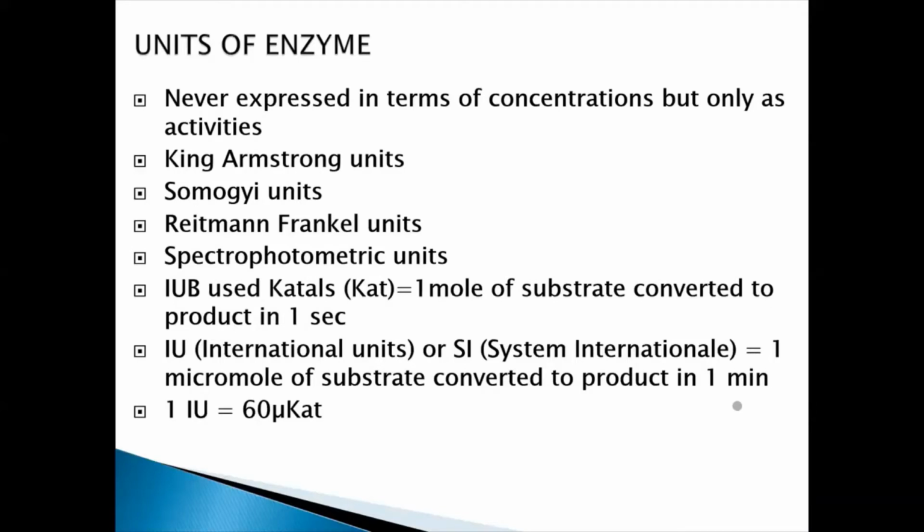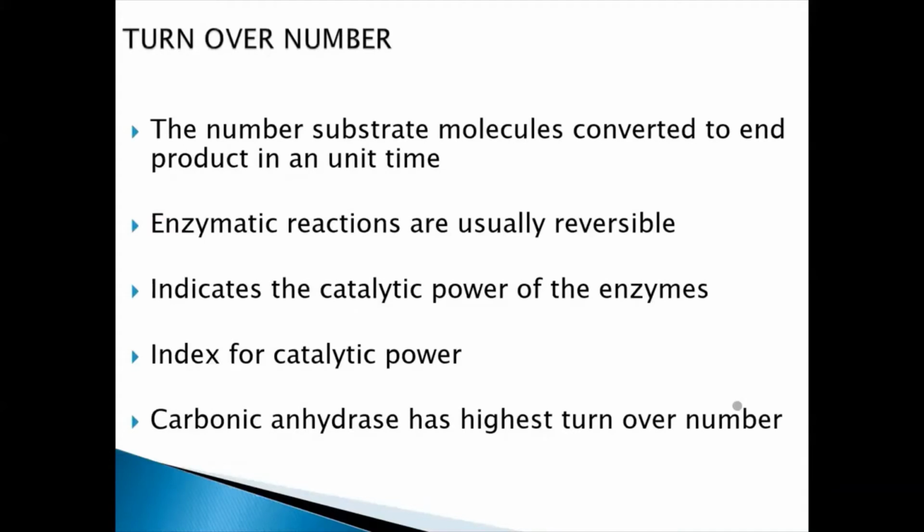That means that one mole of substrate is converted to product in a second. Whereas you have another unit called the IU, or Systeme International. Here 1 micromole is converted into product in 1 minute. So one occurs in a second and another occurs in a minute. But both of these are interconvertible. That is, 1 international unit is equal to 60 microkatals. Then the turnover number.